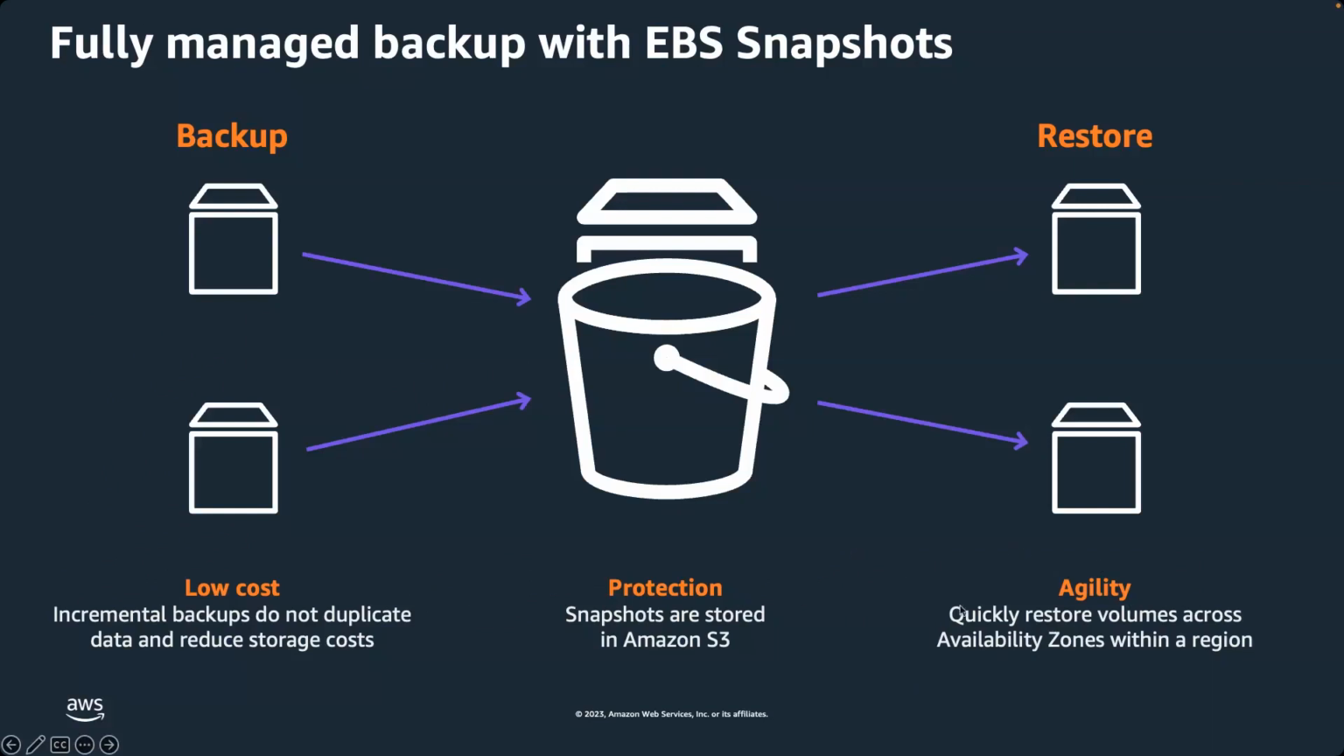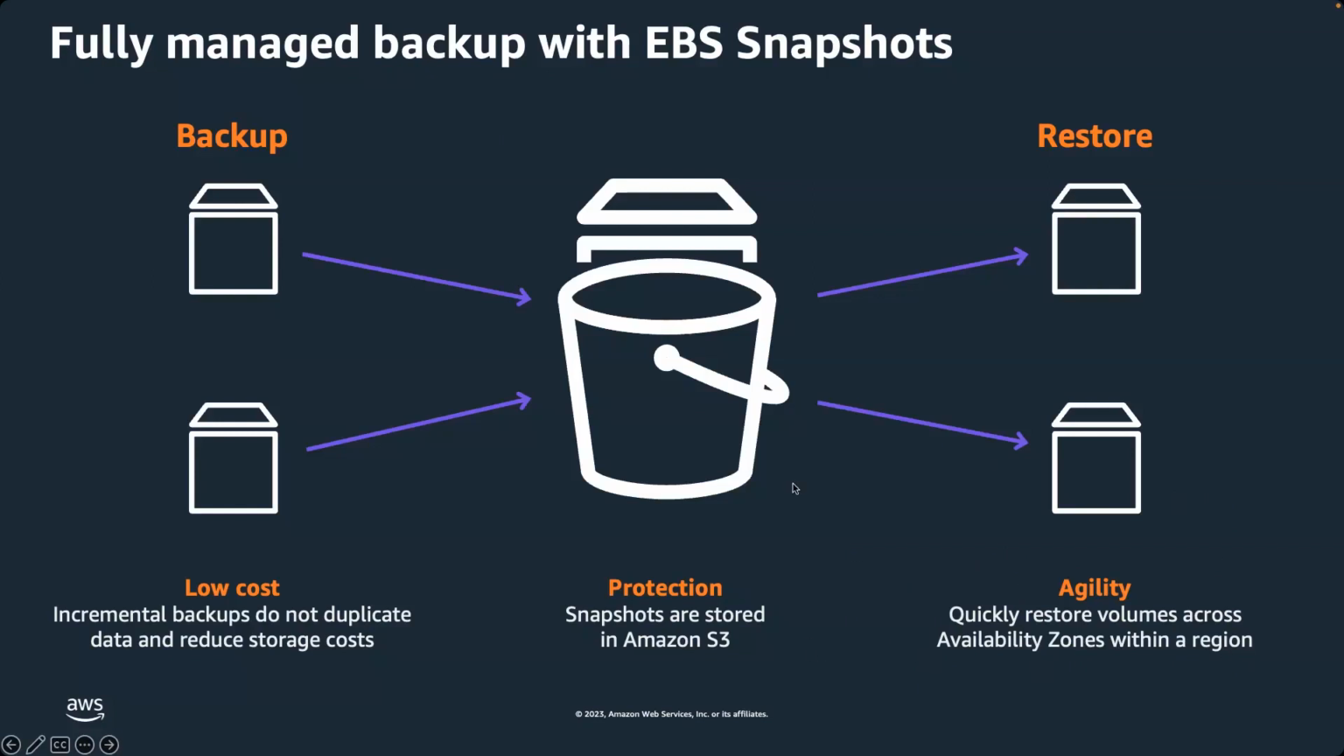And then there's the agility to quickly restore your volumes across availability zones. I think I saw your comment before about what availability zones are. I think they were explained, but this is what AZs are, availability zones. So you can restore those copies across different availability zones.